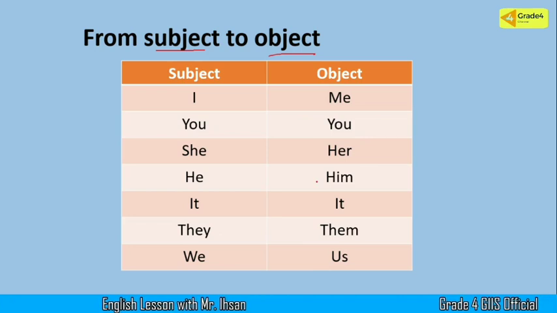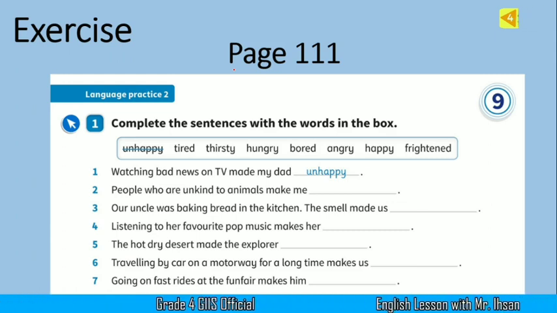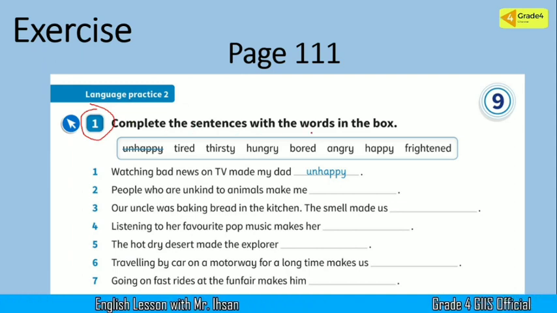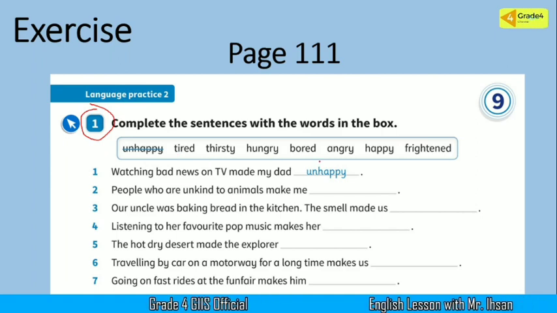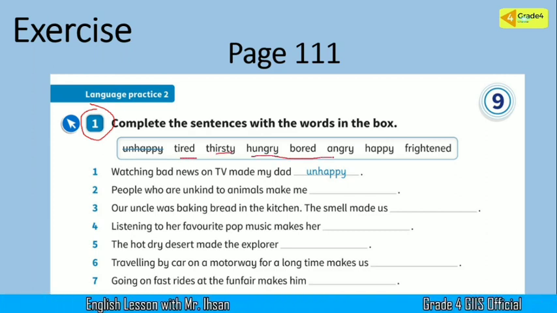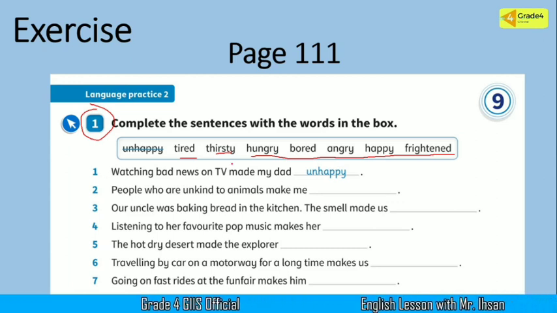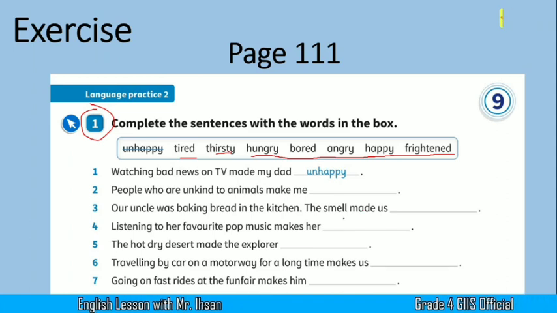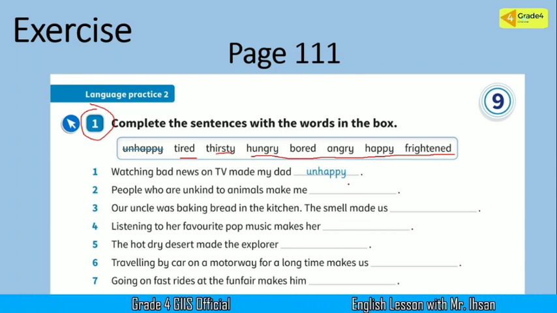As usual, this is the exercise. Please open the activity book page 111, language practice number one, only number one. Complete the sentences with the words in the box. You only complete the sentence by choosing the words in the book. All of these words are adjectives. This is the sentence that we talk about today. The verb is make, made, makes. You only complete this sentence with the adjectives.